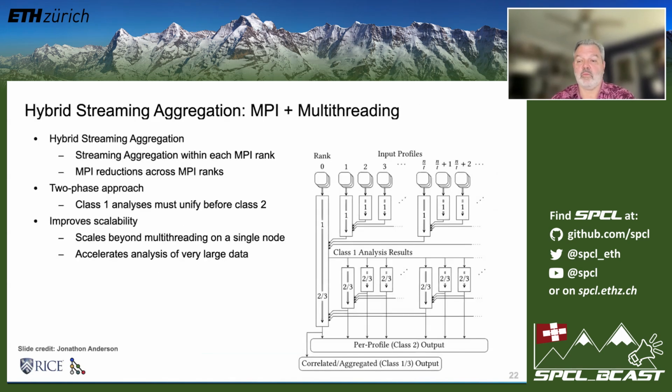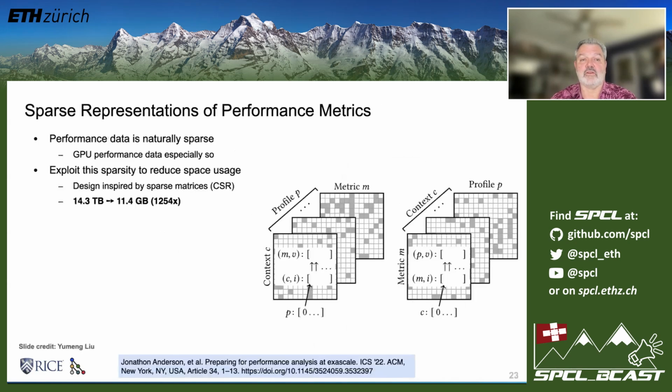When we do this for very large-scale measurements collected across an exascale system, we want to use an MPI program to do this. So we're using streaming aggregation within each MPI rank, and then we're using MPI reductions across the ranks. We have to unify the whole calling context tree across everybody, and then we can do the analysis of the individual profiles, the updating of the traces, and the aggregation in a second phase. And I'll show you what this looks like in just a minute.